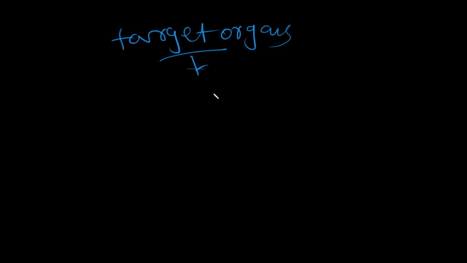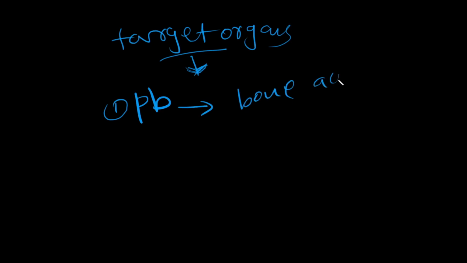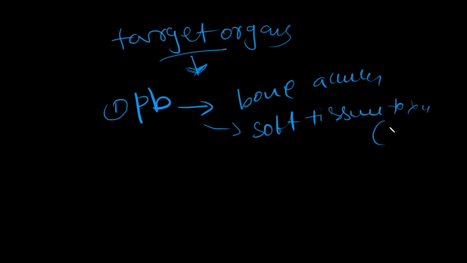In toxicology, the target organs are not always the sites of the highest concentration of the toxic chemical. Okay, these are not always the sites of highest concentrations of toxic chemicals. For example, lead accumulates in bone, but lead causes soft tissue toxicity, as we have already seen, in the brain.